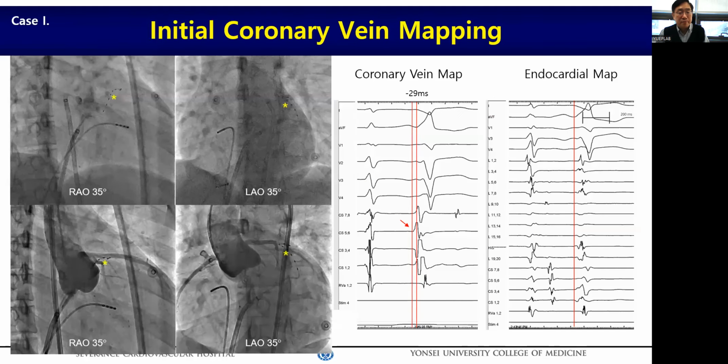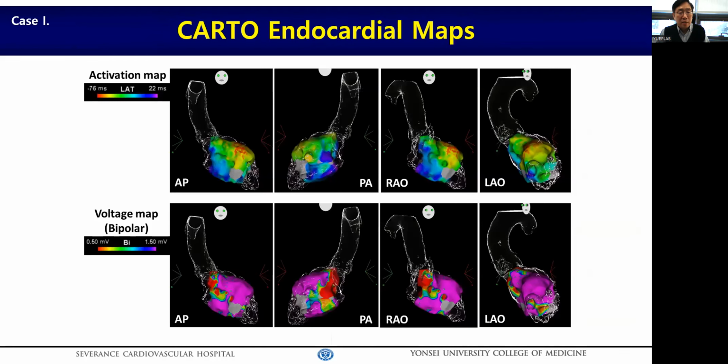In this patient, the absolutely earliest activation of PVC was mapped from the anterolateral branch of the great cardiac vein here and here, but not inside the endocardial map. These are CARTO endocardial maps. The earliest activation site was diffuse here and here, not a discrete activation.